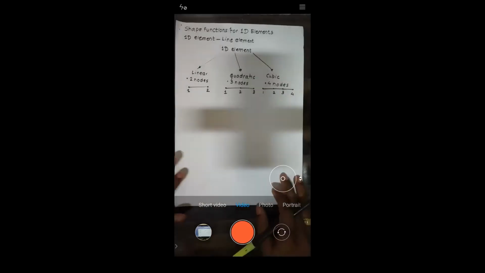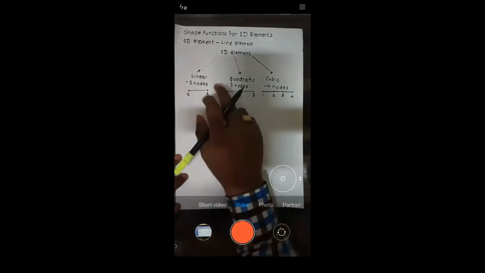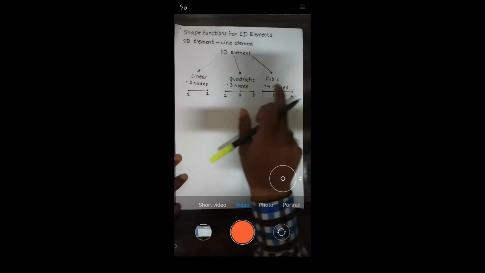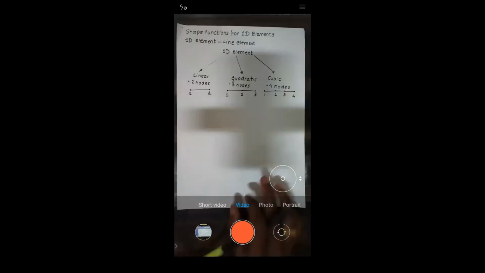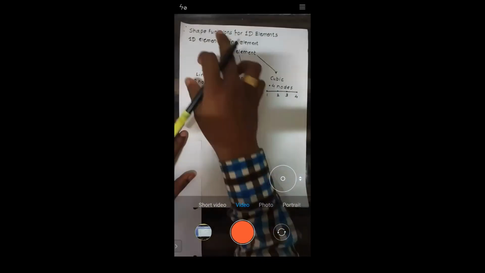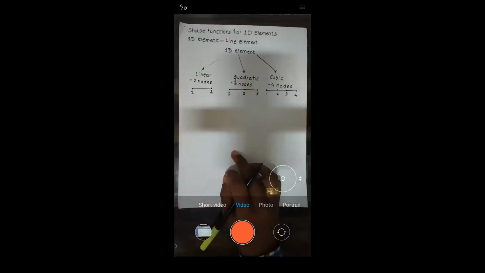Okay, so see this one. This is a 1D element. It is linear, quadratic, or cubic. Now we are interested in calculating its shape functions. So let's start with the shape functions for the linear element.